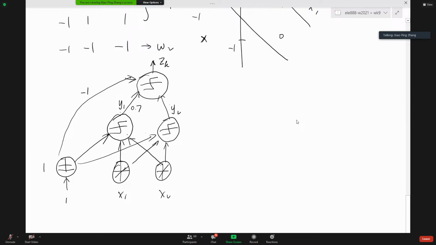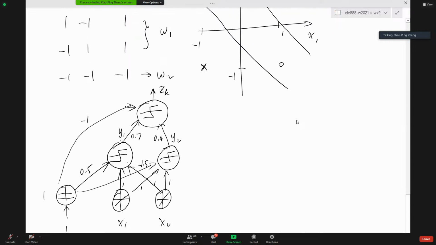Assuming the coefficients are picked like this: this is 0.7, here 0.4. These 4 are all 1, so it's a negative 45 degree line. And this one is 0.5, and this is minus 1.5.